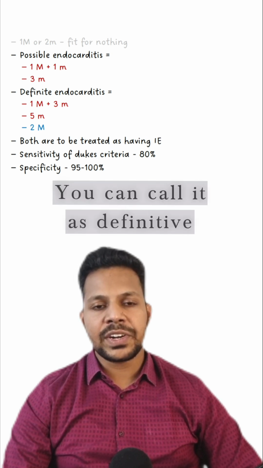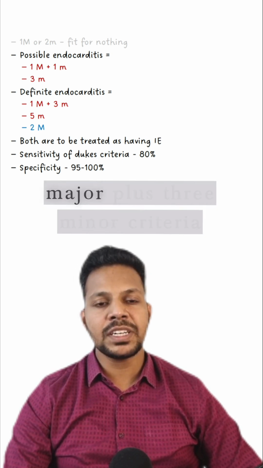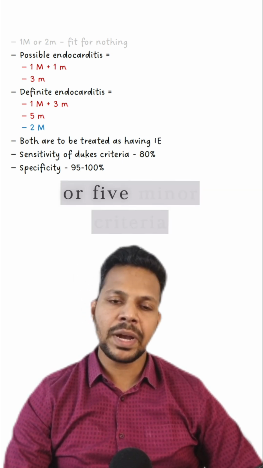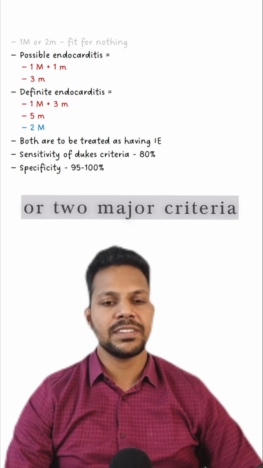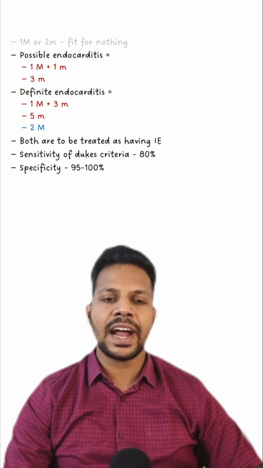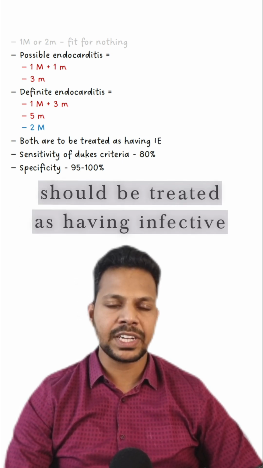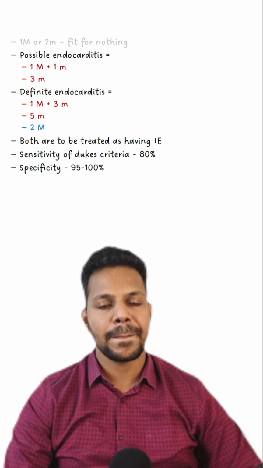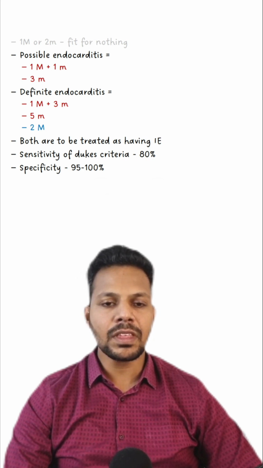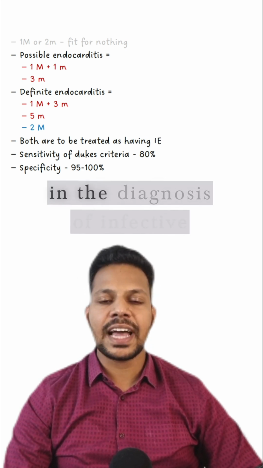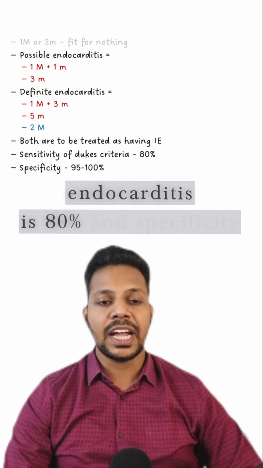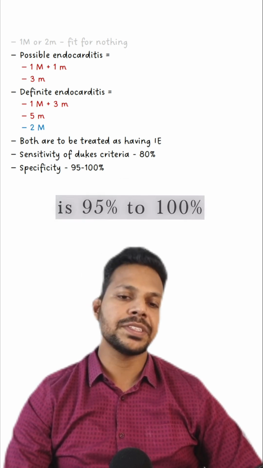You can call it definitive endocarditis when we have 1 major plus 3 minor criteria, or 5 minor criteria, or 2 major criteria. Both possible endocarditis and definitive endocarditis should be treated as having infective endocarditis. The treatment would be the same. The sensitivity of Duke's criteria in the diagnosis of infective endocarditis is 80% and specificity is 95 to 100%.